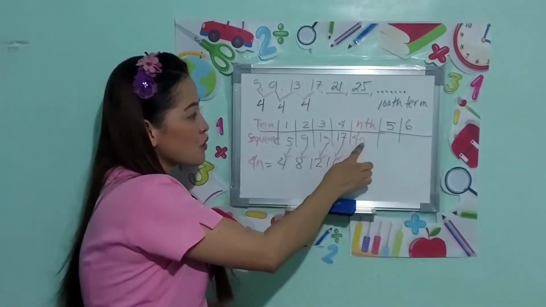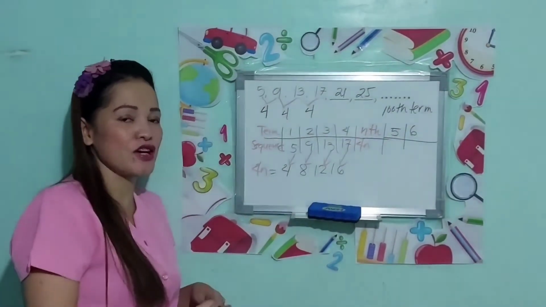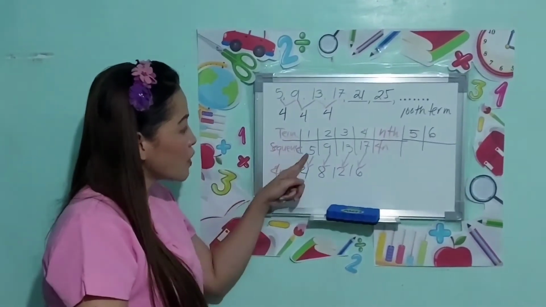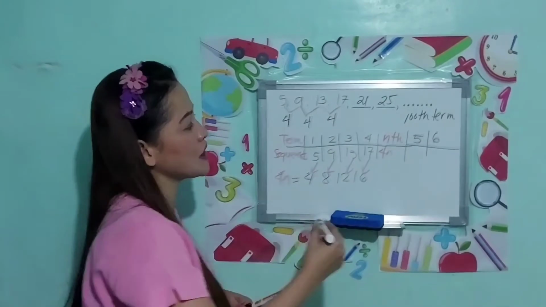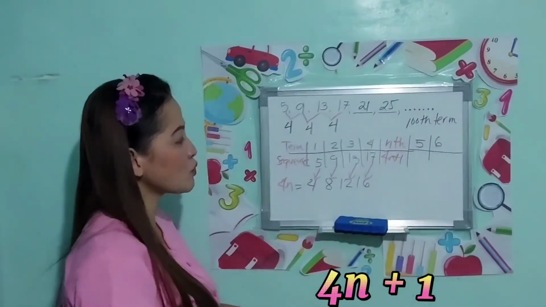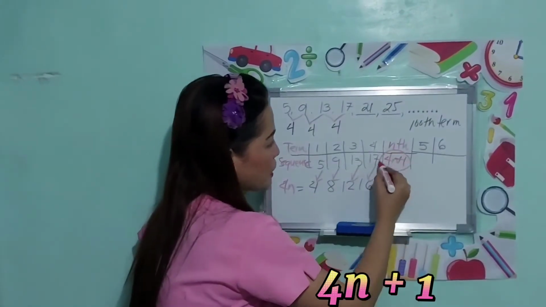Therefore, this rule for n is not yet enough. We need to do some adjustment. Because our sequence is higher by 1, we will add 1 to it. Therefore, our nth rule will be 4n plus 1.